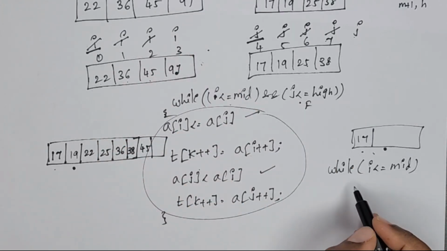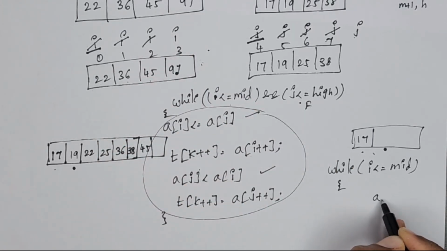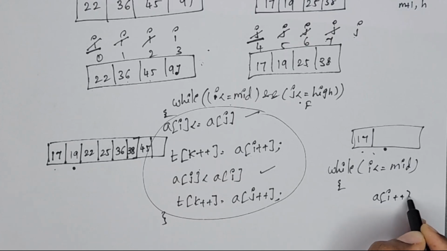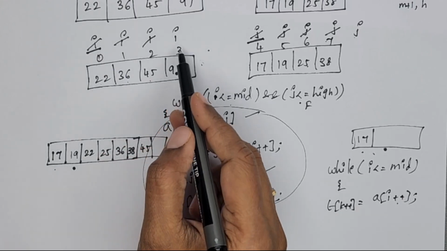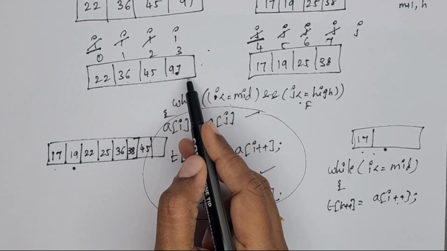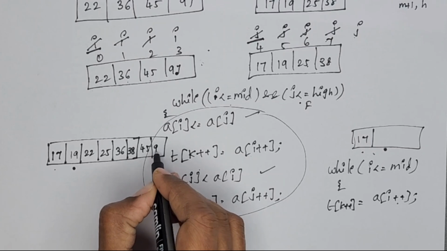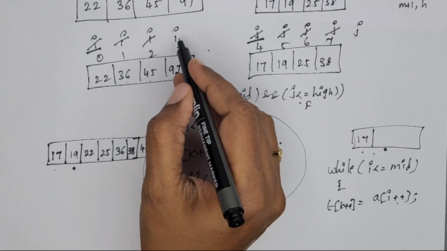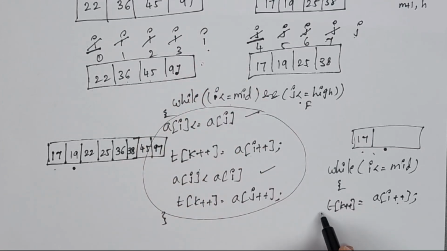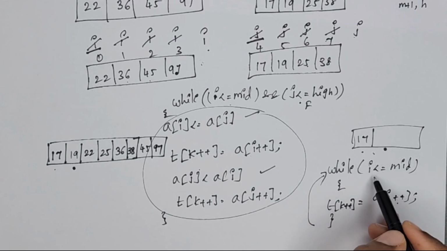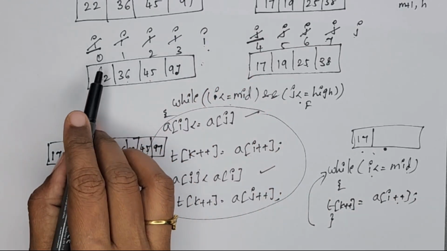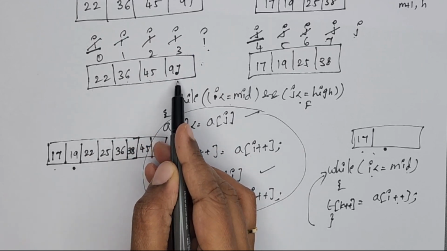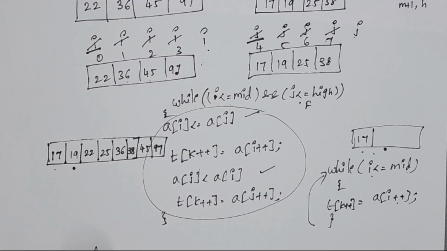While I is less than or equal to mid, this a of I is copied to t of k and increment the I value. Now again, is I less than or equal to mid? Yes. Again, you can copy the ith element, 97, and increment I. So repeatedly you have to compare. Now again, is I less than or equal to mid? No, now it is greater. So it means that now everything has been copied into the temporary array.